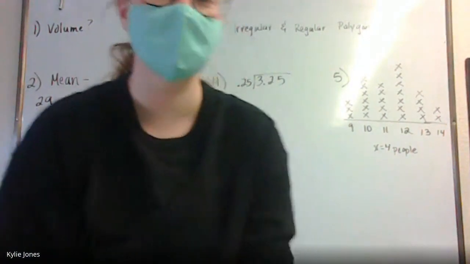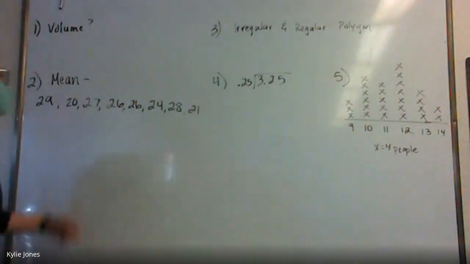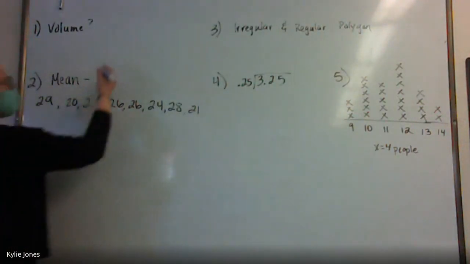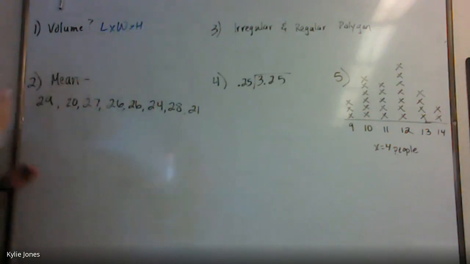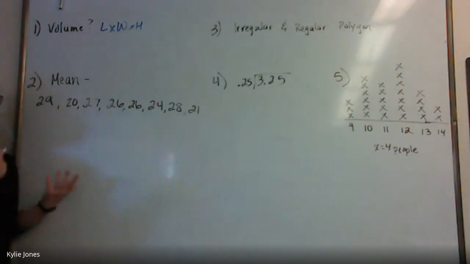Alrighty. So let's start with number one. What is volume? I saw a lot of you write length times width times height. You are correct, that is how you find the volume. But what is volume? What are you doing? All those together, yes, but what are you finding? What's the point of the volume? What would you ever need it for? Why would you need to find the volume of something?